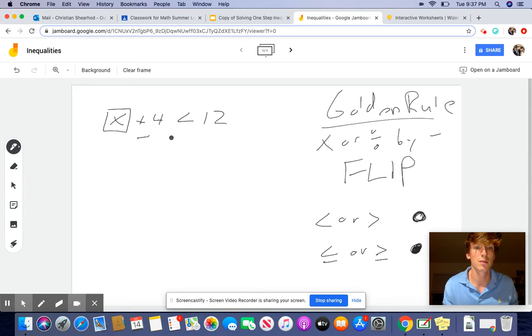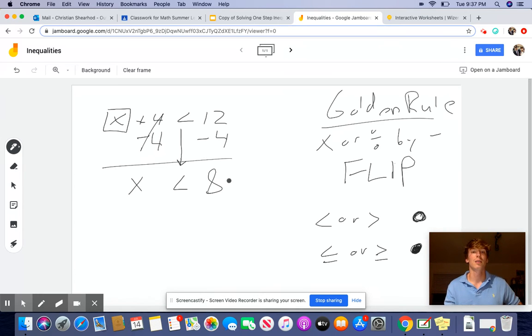Minus 4. So we do minus 4 and minus 4. 4 minus 4 is nothing. We drop down our x. We drop down this sign just the way it is. And then 12 minus 4 is going to be 8. Okay, let's look at these things over here. Golden rule. Did we multiply or divide by a negative number? Nope. So our sign's the same. We're good.